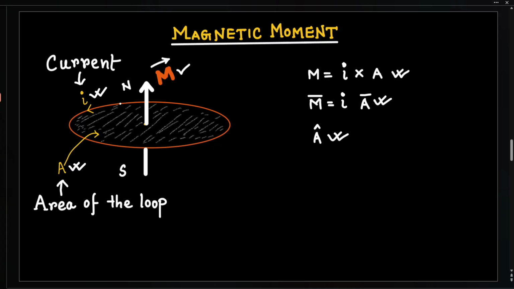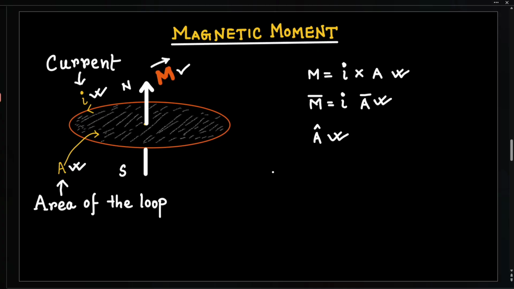One thing you have to know is that this loop is a circular loop, but this formula is applicable to any plane loop. This loop can be a rectangular loop, a circular loop, a square loop, whatever it is. If the loop is a plane loop and there is a current I, you can apply this formula. So the magnitude of the magnetic moment is I into A, and as the direction of the magnetic moment and the area vector are the same, the unit vector of the area vector will also give the direction of the magnetic moment. So how to find the area vector?